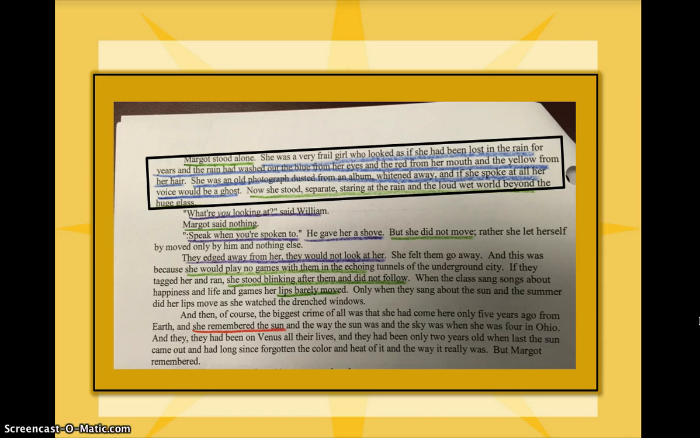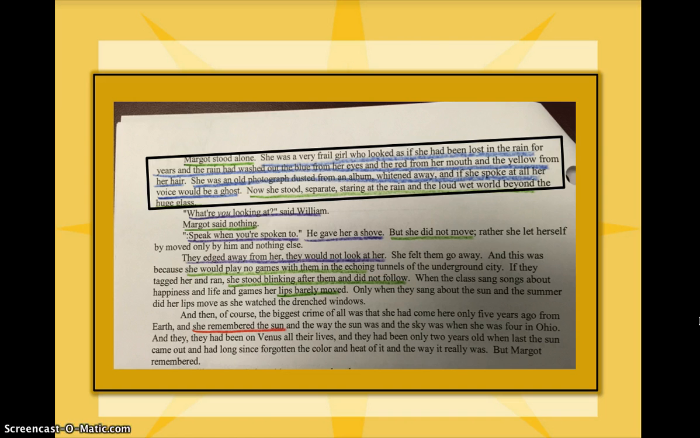This gives us a little bit of an outward look or a picture of what she would look like, but I think it goes a little deeper. It gives us a deeper meaning into who she is. It's almost as if it's talking about her losing who she is. It says she's been lost in the rain and all the color has been washed away from her eyes and her mouth and her hair. It's almost as if she's faded into the background.